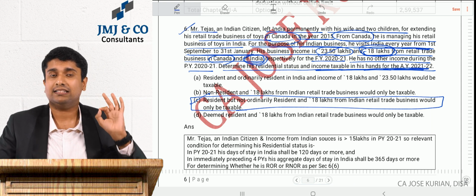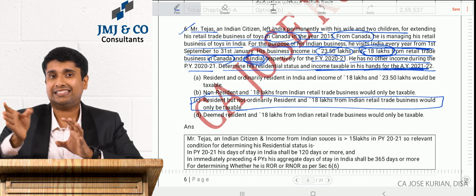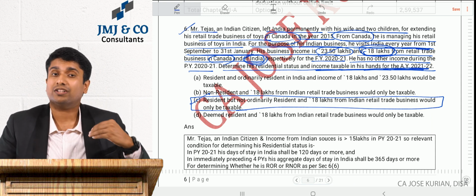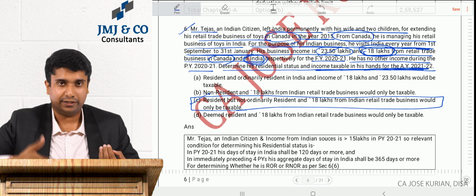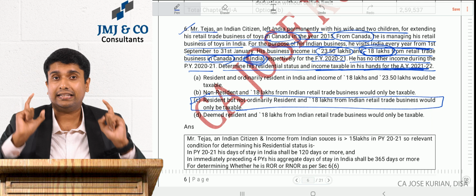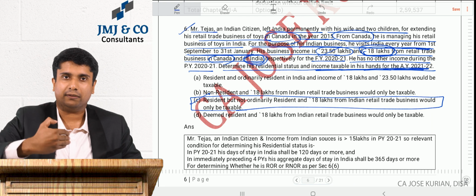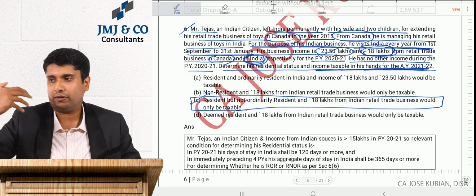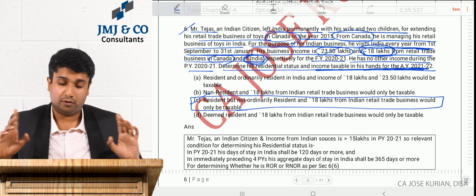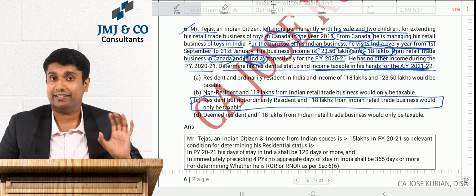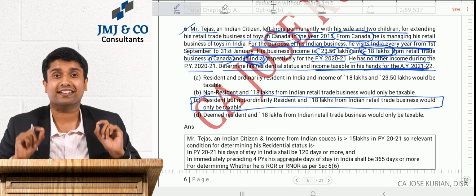Again, I hope you understand the concept of residential status. But again, in relation to taxable income, if that income is from a business which is controlled or set up in India or managed from India, then that business income in Canada will be taxable in India. But in this case, the question is very clear. His main base of business is in Canada. For managing that business, he comes to India because he has a wing of business in India as well. So for managing that business that is in India, he visits India. That's very clear. Alright, and hence that 23.5 is not taxable in India. Only that 18 lakh will be taxable in India. So that is question number 6. I hope it is clear.